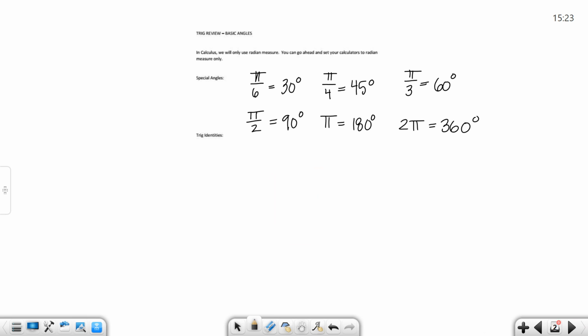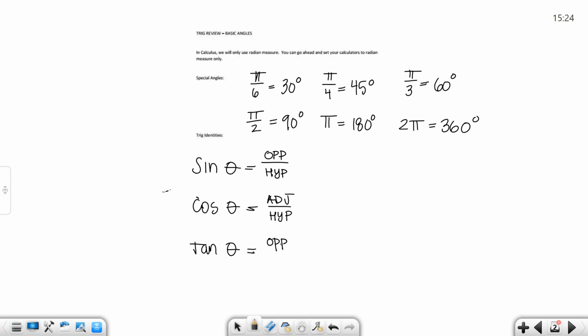Okay, basic trig identities, I am not going to make you memorize a whole bunch of them, but there are some basic ones that you definitely need to know. Okay, first of all, sine of theta equals opposite over hypotenuse. Cosine of theta equals adjacent over hypotenuse. And tangent of theta equals opposite over adjacent.